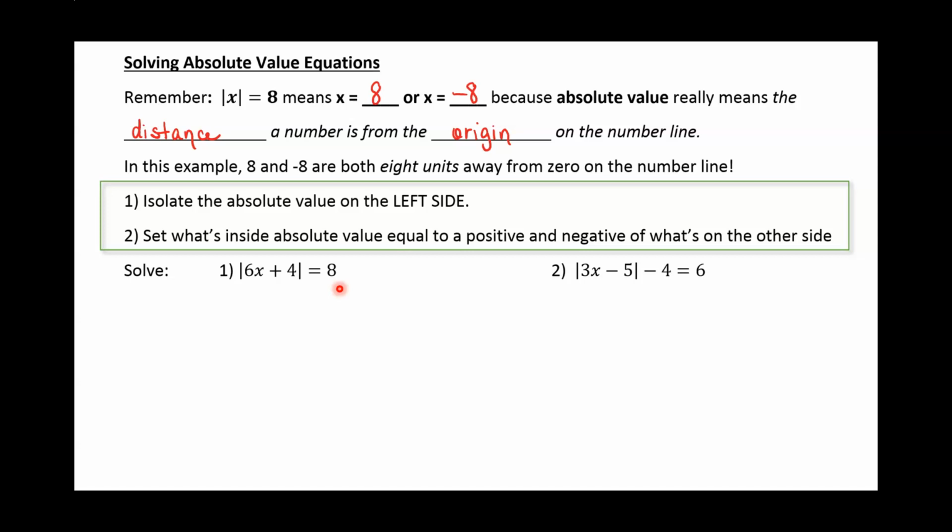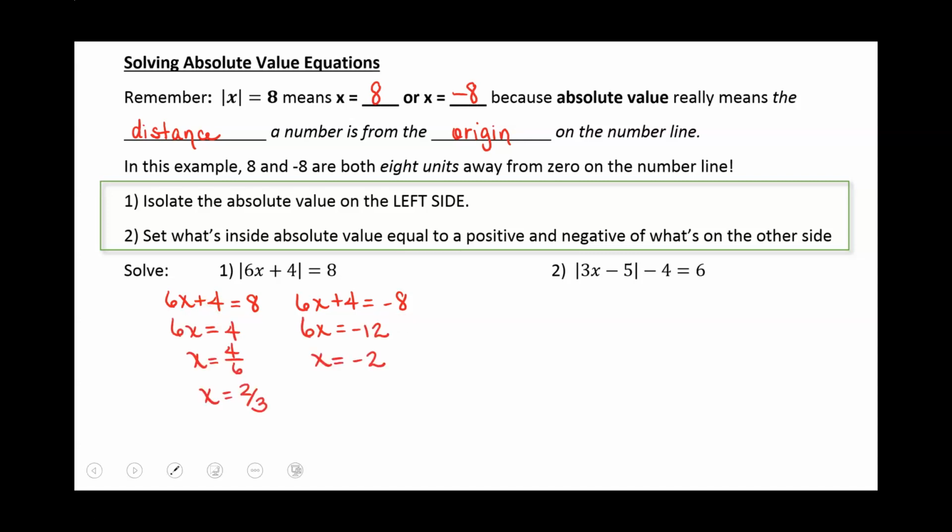This equation's a little more complex, but I'm going to do the exact same thing. Take what's inside the absolute value and set it equal to a positive and a negative of what's on the other side. Now I have two straightforward equations to solve. So let's subtract 4 from each side, and then divide both sides by 6. So we'll get x is equal to 2/3. And then the same thing here, subtract 4 from both sides and divide both sides by 6, and we'll get -2.